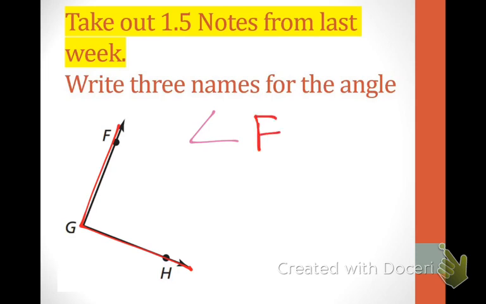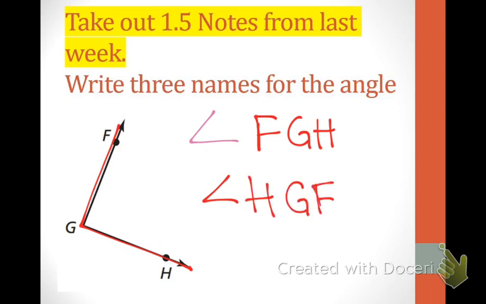FGH, good. What's another way? So hold on. Which one? HGF. And then the last way to name the angle, angle G. You name it by the vertex, which is G. Perfect.